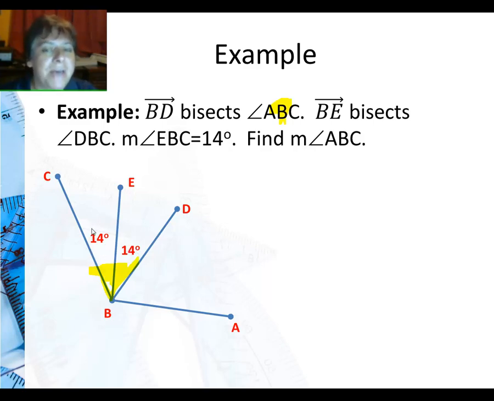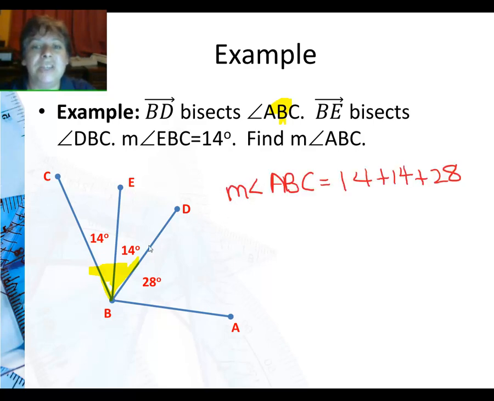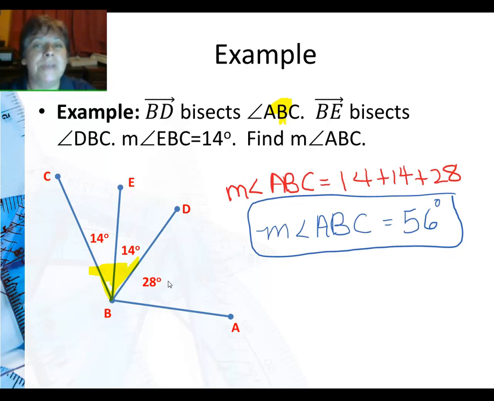Technically, I should have done that 14 first. Now, if both of these are 14, how much is this piece that's yellow? It's 28 degrees. Well, we're kind of going backwards. Remember, BD bisects the big angle in half. So if that's 28, the other half is 28. And if I'm trying to find angle ABC, then I just need to add the 14 plus 28, or 56 degrees.